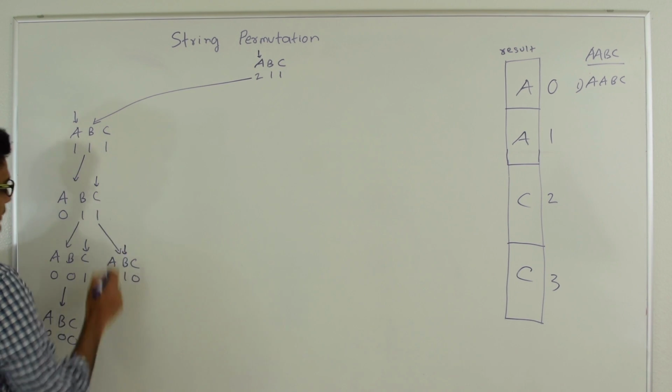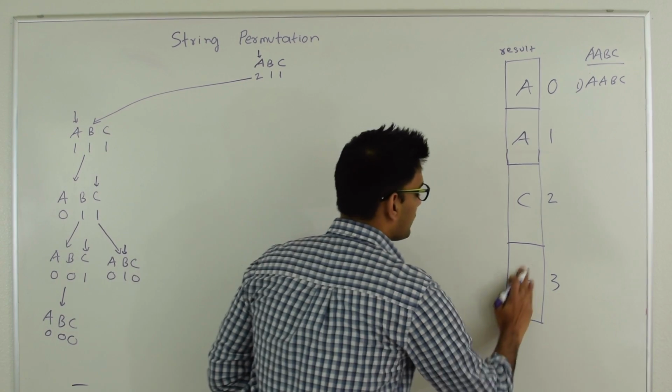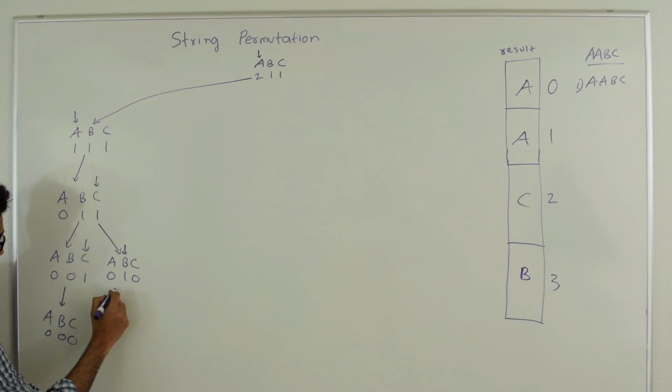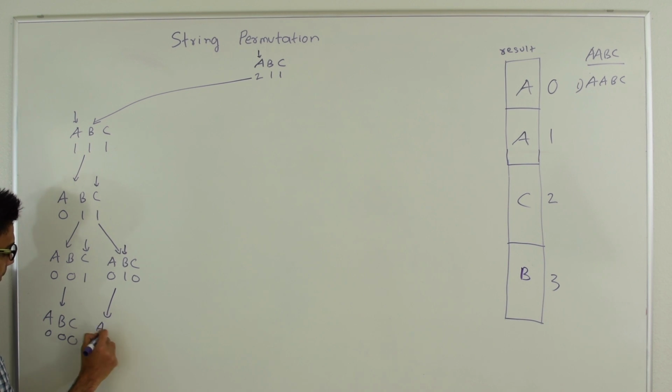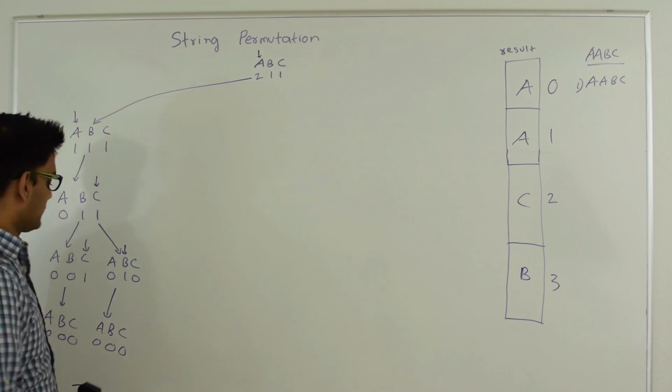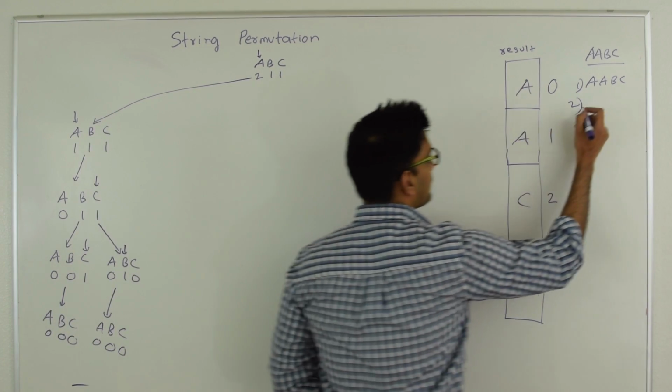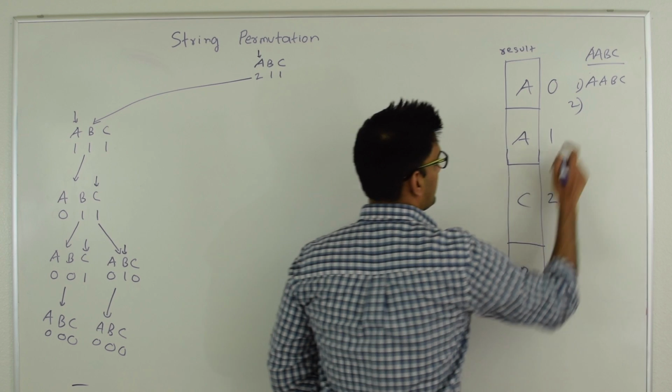So we go into the recursion from B, and in here we add B, and this looks something like A, B, C, 0, 0, 0. As soon as the count is 0, 0, 0, we just output whatever is in the result array. So that is A, C, B.